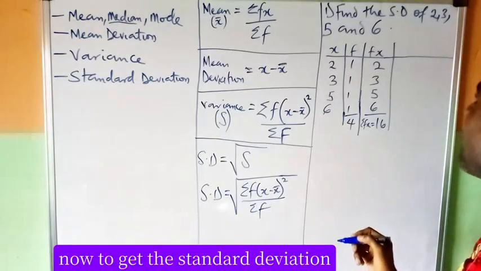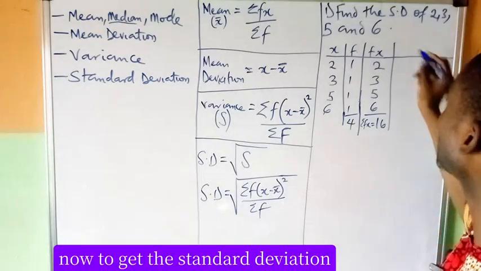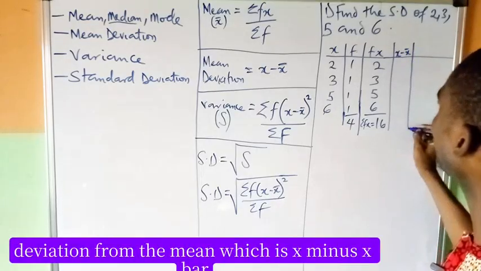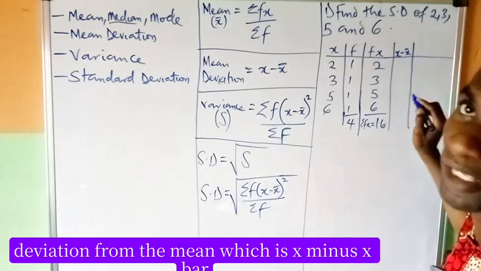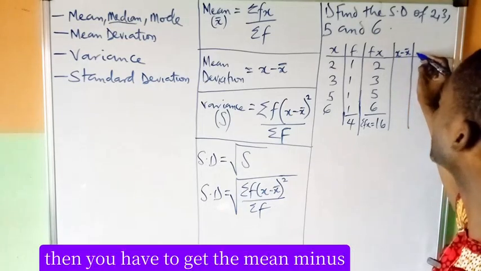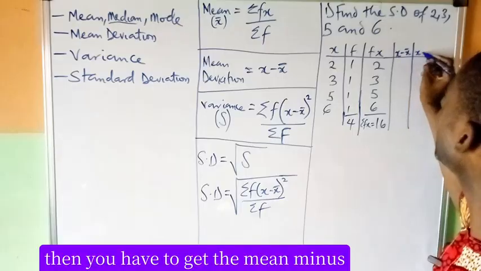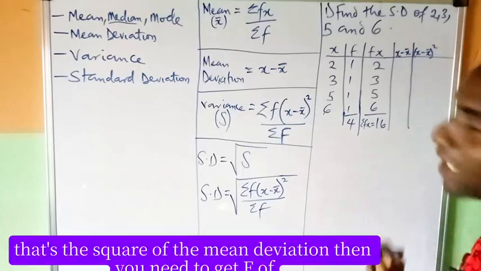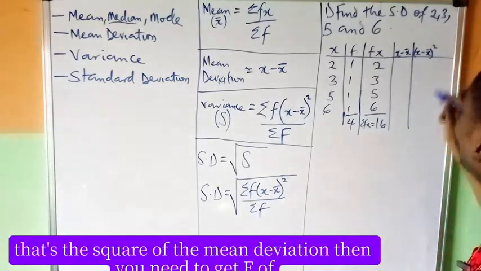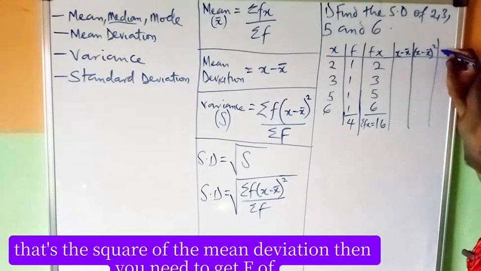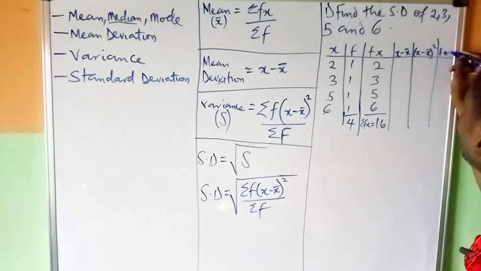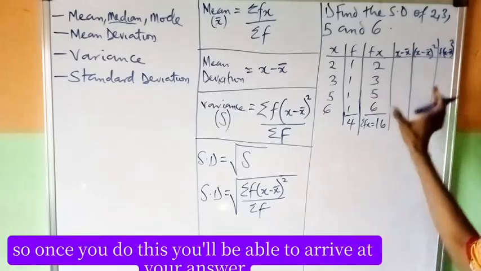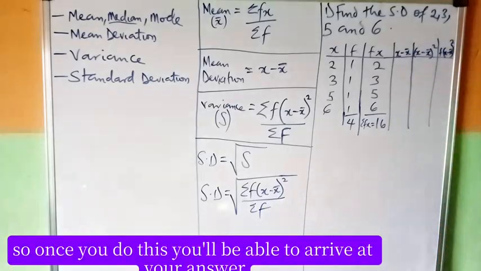Now to get the standard deviation, the next thing is to get the deviation from the mean, which is x minus x bar. Then you get the deviation from the mean squared, that's the square of the deviation. Then you need to get f times the square of the deviation. Once you do this, you'll be able to arrive at your answer.